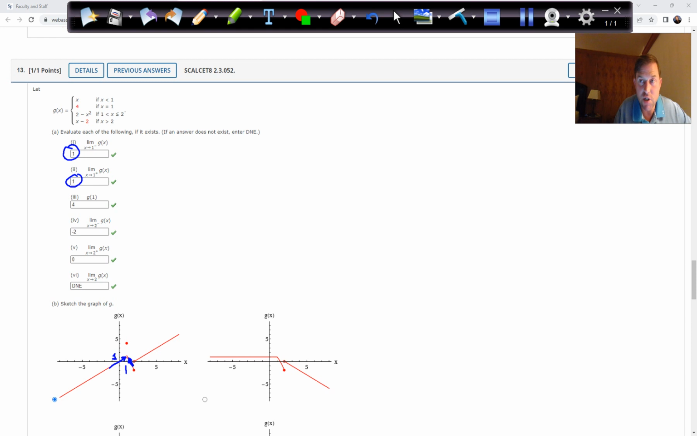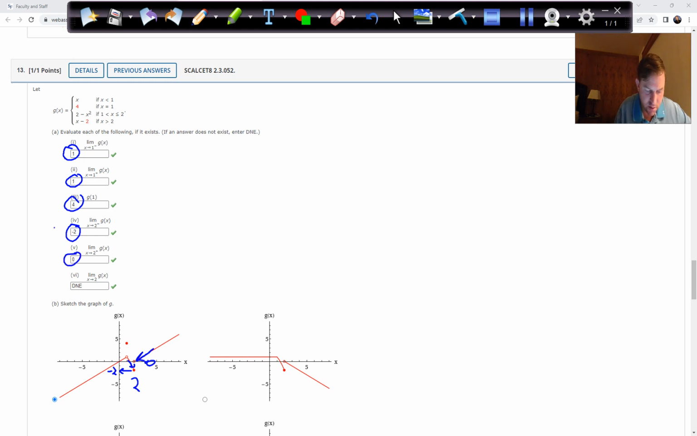Now it says, what is g of 1? G of 1 says, what is the actual y value when x is 1? Well, it's this dot right here, which is 4 units up. So the answer is 4. Okay, now it wants us to look at approaching a different value. It says approach 2 from the left. So 2 is right here. From the left, this is approaching -2. What's it doing from the right? From the right, it's coming down like this, and it's approaching 0.